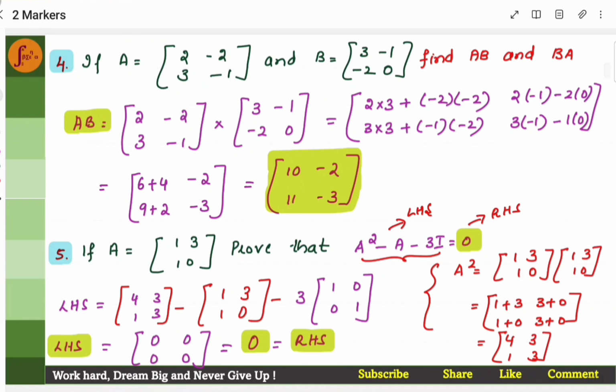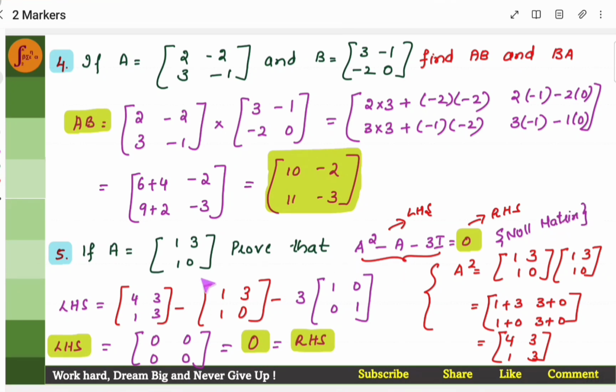The next type is 2 matrices are given. You'll have to find the product of these matrices. A into B, B into A, right? Then fifth type is a matrix expression is given, right? Like A square minus A minus 3i is equal to 0 or O. 0 or O, this is nothing but a null matrix. This is a null matrix. That is a matrix with all zeros.